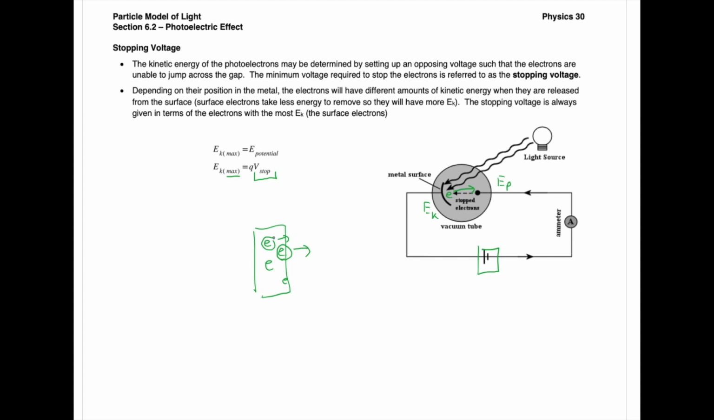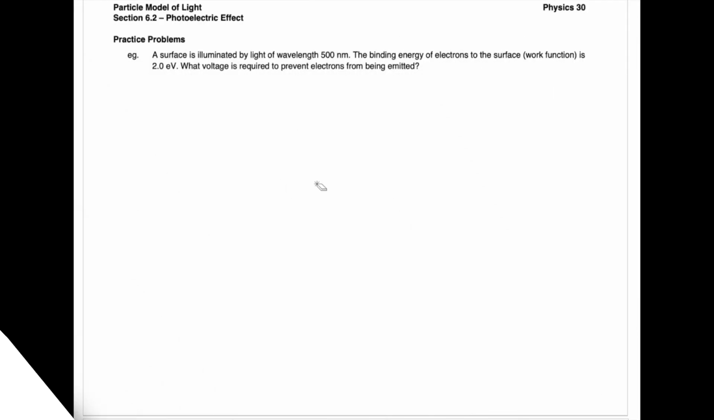And so what we're trying to do is stop all of the electrons. This EK max is going to be these surface electrons that have the highest energy. If we can stop those, we stop all of the other ones as well. So your calculations for these questions are typically going to involve that conservation of energy equation.